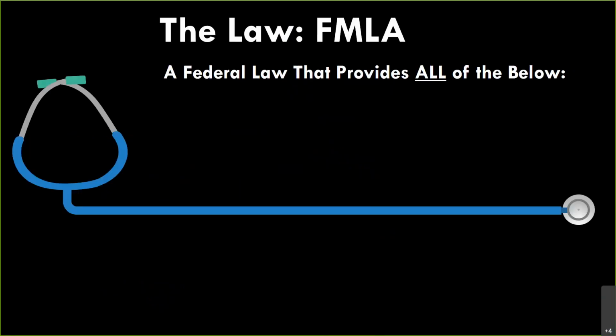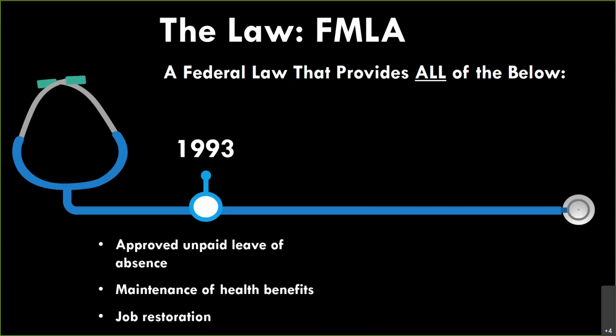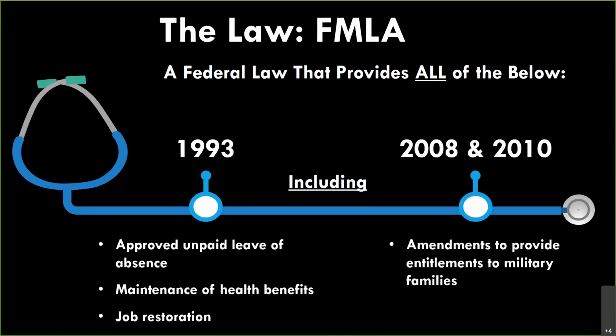Okay, so a little bit about the law in FML and how it came about. This federal law provides all of what's listed below. So in 1993, under the Clinton administration, the FMLA, Family Medical Leave Act, was approved. And the primary basis was approved unpaid leave of absence, maintenance of health benefits, and job restoration. However, in 2008 and 2010, it was amended to provide entitlements to military families.